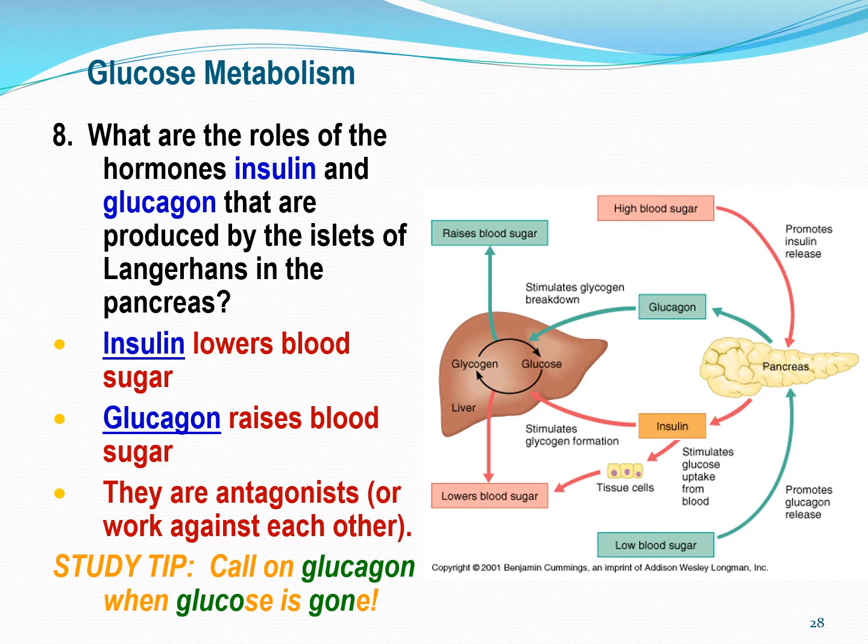So we eat a big meal, okay? Glucose gets in our bloodstream. Insulin comes out to help move the glucose from our bloodstream into our tissues, right?